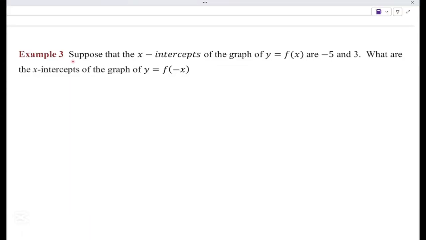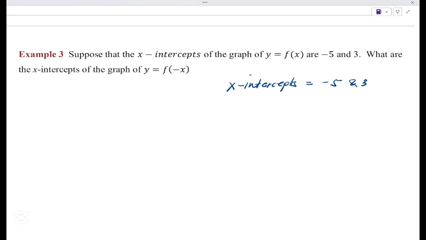For the last example, suppose that the x-intercepts of the graph of y equals f of x are -5 and 3. What are the x-intercepts of the graph of f of -x? So we know that x-intercepts are x values, which are -5 and 3.